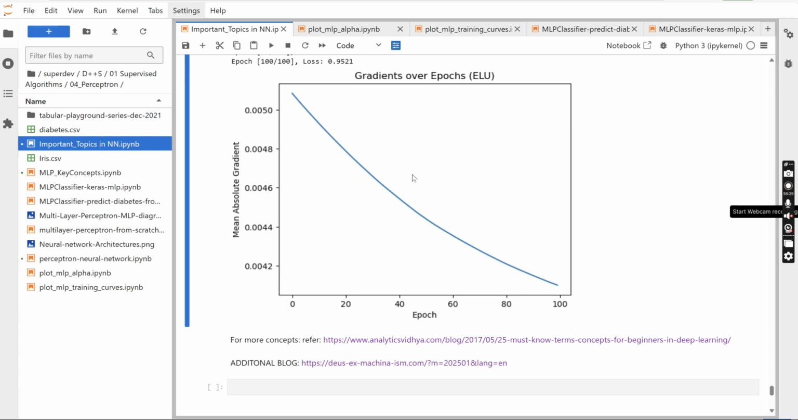Is it understood? Clear? Any questions up until this point? I want to stop it here.